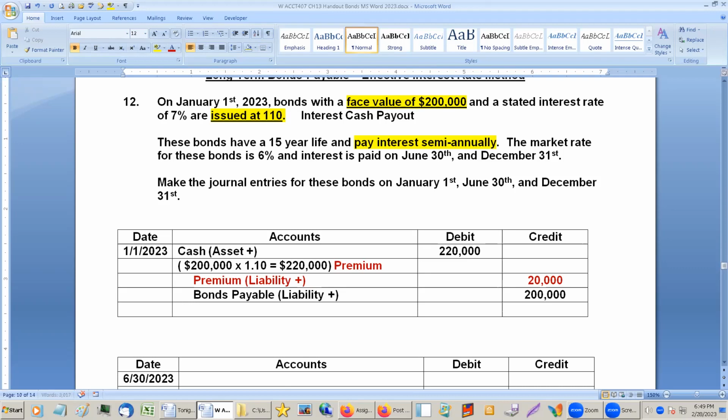Will be 200,000 times... We say we're gonna pay 7%. It's stamped right on the bonds. We have to pay 7%. Times 6 divided by 12, half a year. You can also just divide by 2.